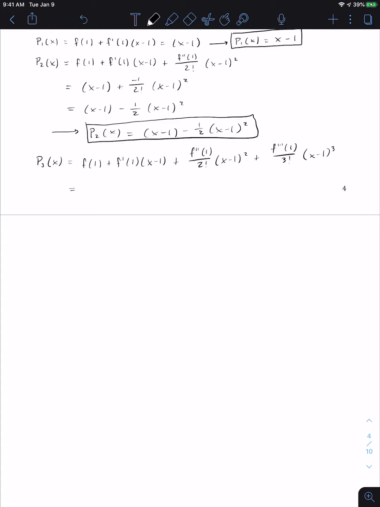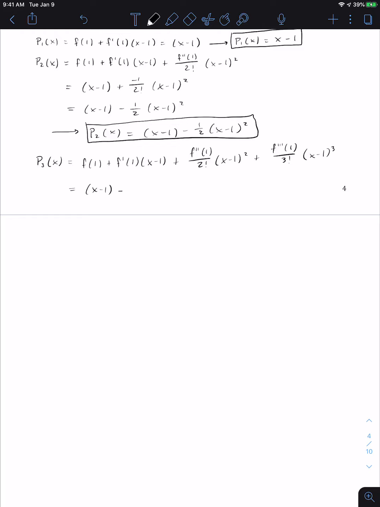So f of 1 is 0, f prime of 1 is 1, so I get x minus 1. And you might notice that it's always just going to be the previous one plus this extra term, right? So I know I'm going to get this plus that extra term. Save yourself a little time.